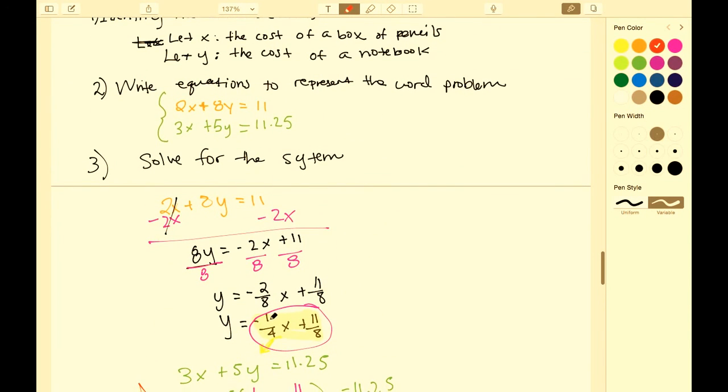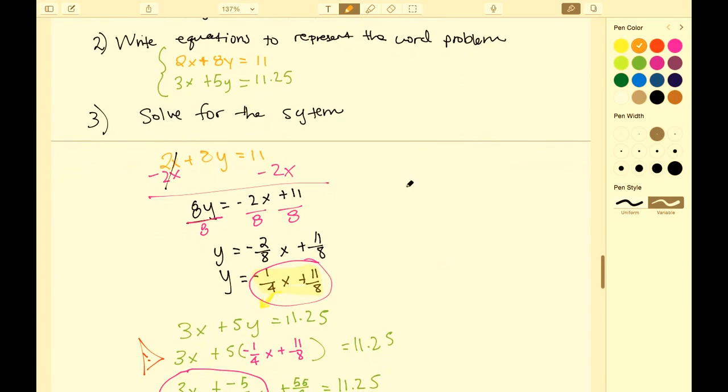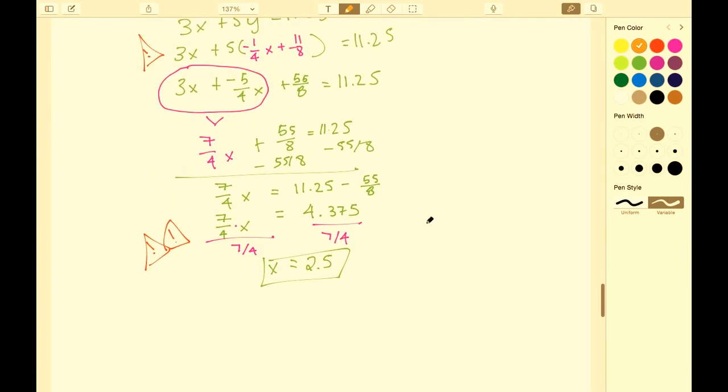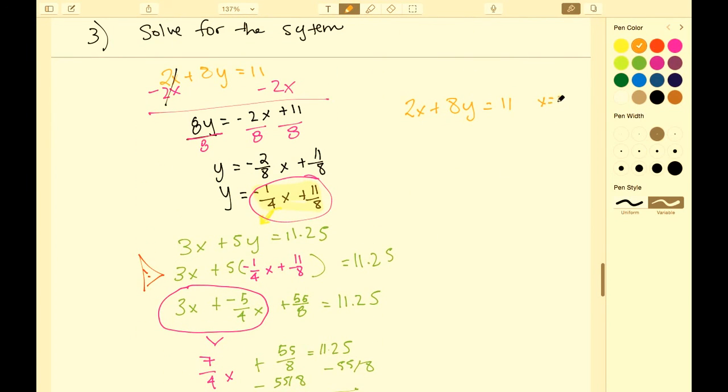So we can go ahead and choose. I can choose the orange equation. So I'm going to substitute. So we have 2x plus 8y equals 11, and x is, I'm going to write this up here, x equals 2.5. Okay, so then I can go ahead and substitute. So I'll have 2 times 2.5 plus 8y equals 11. This is great because I have only one variable. This will become 5 plus 8y equals 11.